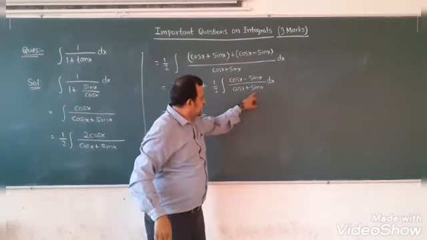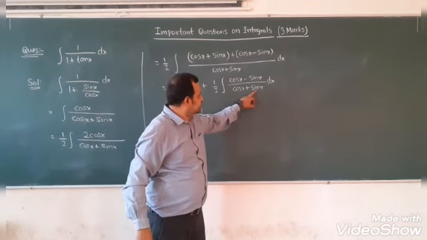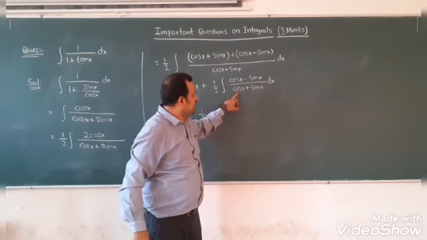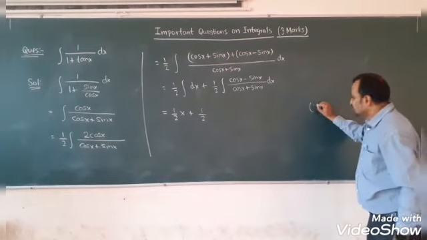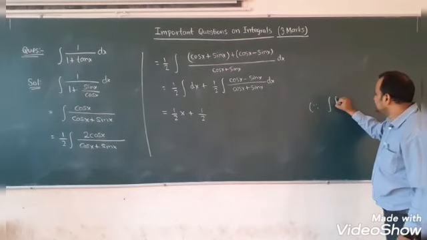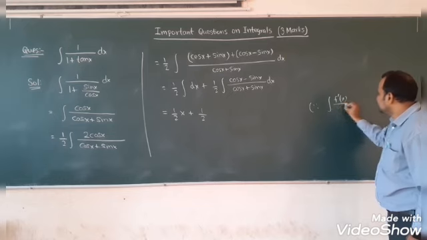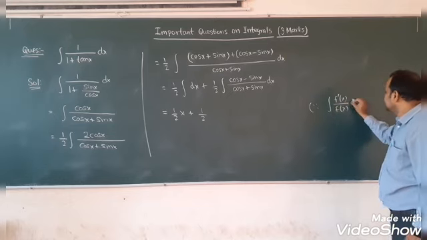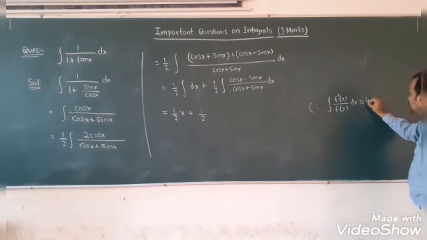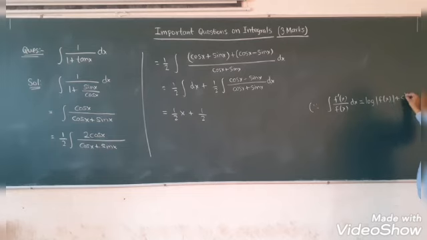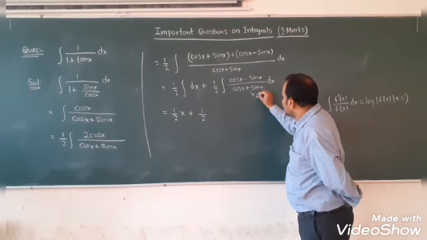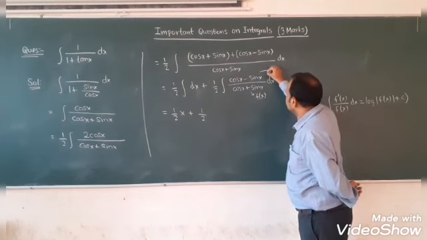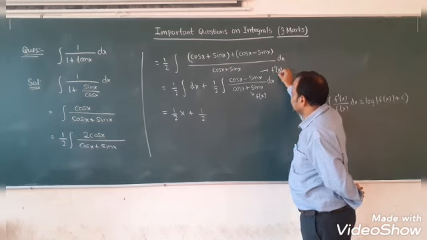Now if I take this as t, the differentiation of sin x is cos x, the differentiation of cos x is minus sin x. So there is one result. That result is: the integral of f dash x by f of x, dx, is always equal to log of mod of f of x plus c. Right? So I am applying this result. So this is nothing but f of x and this is nothing but f dash x.